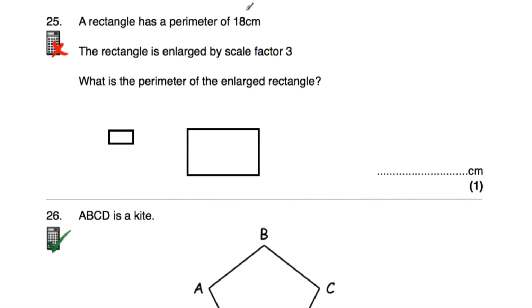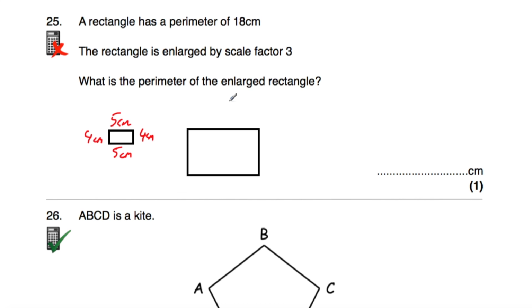So we've got a rectangle that's got a perimeter of 18 centimeters. So I'm going to make up a rectangle where I know the perimeter is 18 centimeters. So I'm going to choose 5 centimeters and 4 centimeters and 5 centimeters and 4 centimeters, like so. So 5 centimeters plus 4 centimeters is 9 centimeters, plus 5 centimeters will be equal to 14, plus 4 is equal to 18. So the perimeter of that rectangle is 18 centimeters.